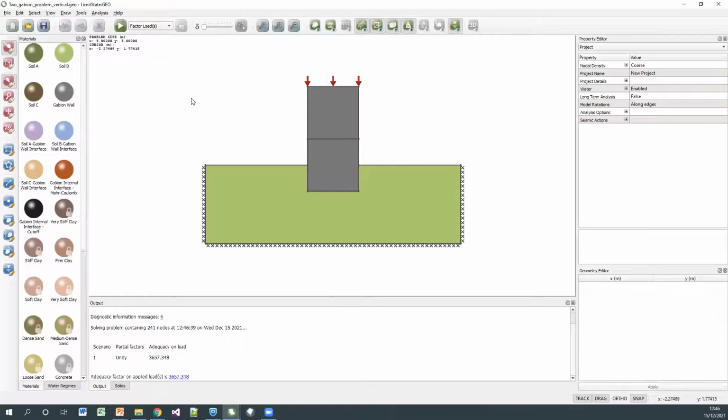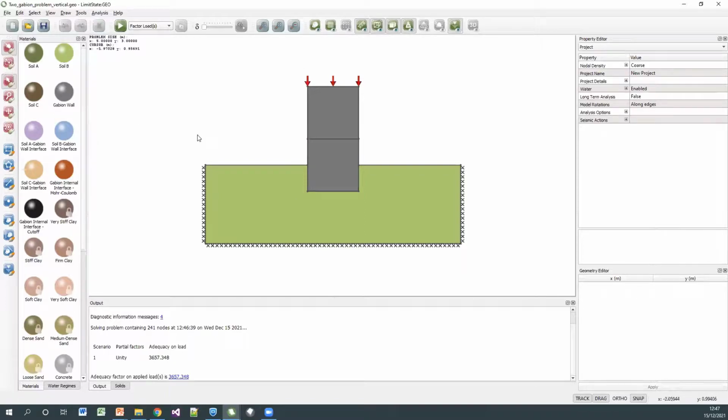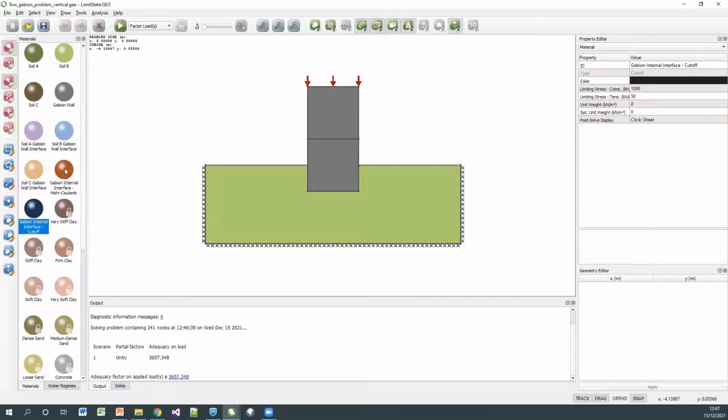What I want to do is look at these interfaces. So currently we've got no interface material here. So the interface just takes on the property of the adjacent material, which is rigid. So it cannot do anything. Now, while we're interested in sliding mainly of these Gabions, we're actually going to start looking at vertical loads for reasons which will become obvious in a moment. So we have 2 materials in the wizard model that I showed you earlier. These 2 materials here, what's called an interface cutoff material and a Mohr-Coulomb material. We'll start with the interface cutoff material.